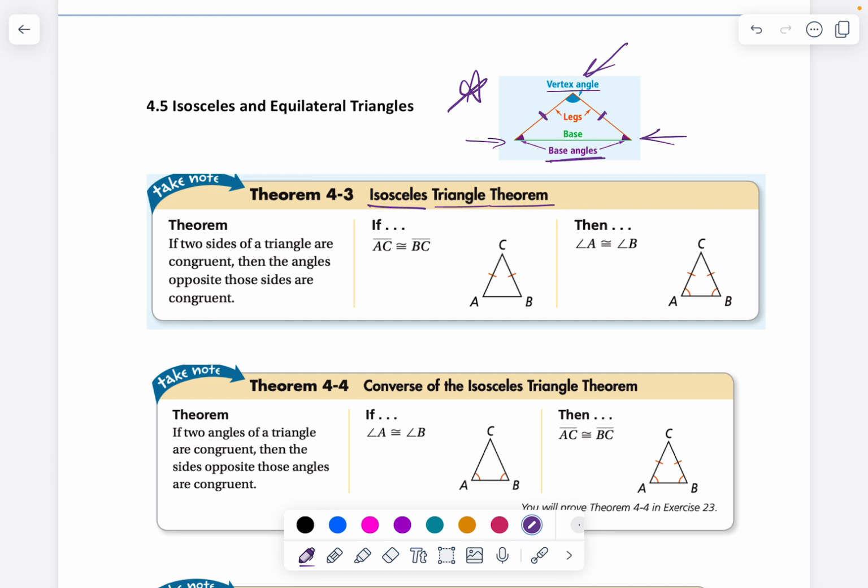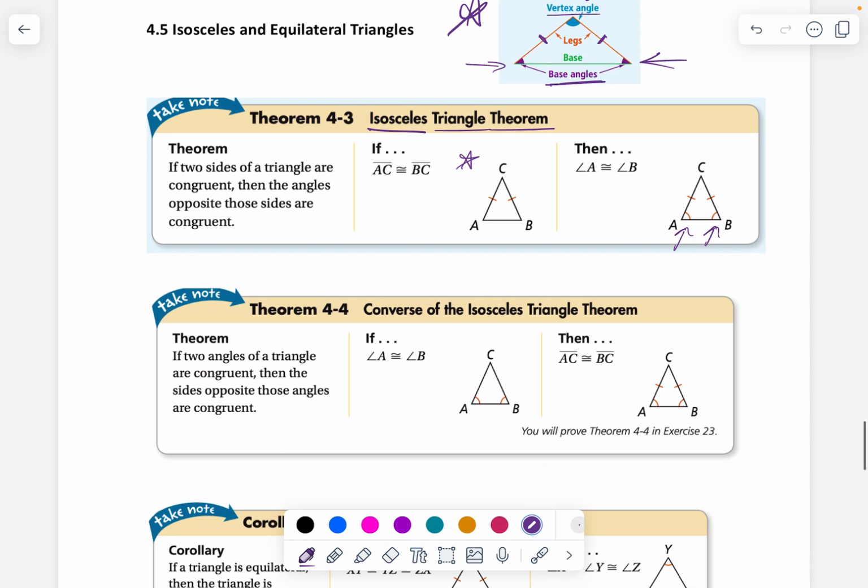If you have an isosceles triangle, that is, two sides are congruent, then those base angles are congruent. So that always will be the case. Anytime you have an isosceles triangle, if the sides are congruent, then the base angles are congruent. And it goes the other way too. That is, if you have a triangle that has the base angles congruent, then you know the sides are congruent. If there's one, there's both. Can't have one without the other.